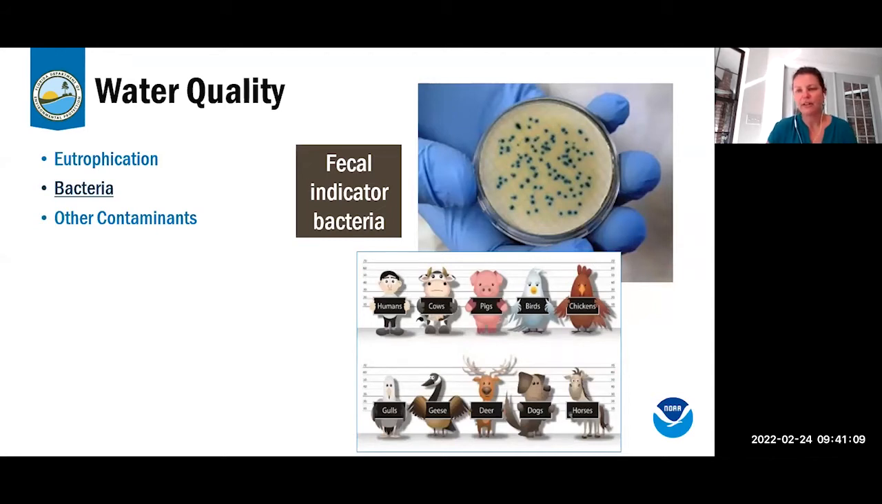Another category of water quality is bacteria. And we measure fecal indicator bacteria particularly. These are bacteria that are found in the guts of warm-blooded animals. And so the fecal matter from wildlife, livestock, pets, and humans can enter the estuary. And human sources can come from leaky septics or sewer overflows. And really the fecal bacteria are usually not that harmful for humans, but we call them indicators because they are indicators of pathogens in fecal matter that can be harmful to humans.